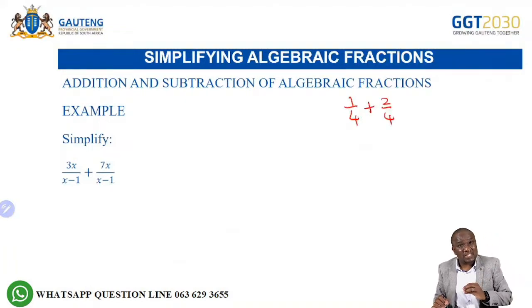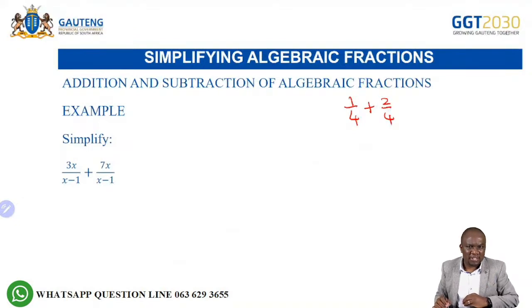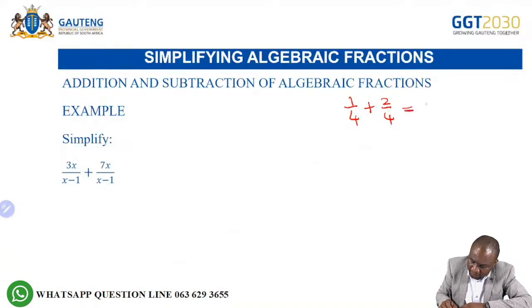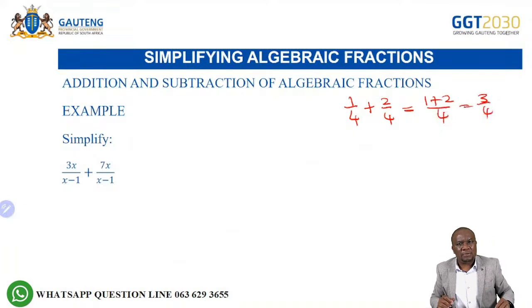The denominators are the same. Do you see that? So if the denominators are the same, we can just add the numerators. This is just the same as 1 plus 2 over 4, which is 3 over 4. So it is the same concept that we are using.